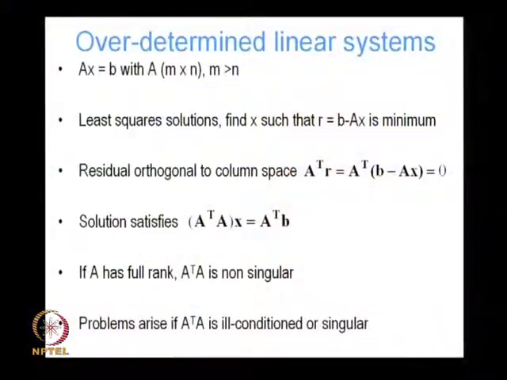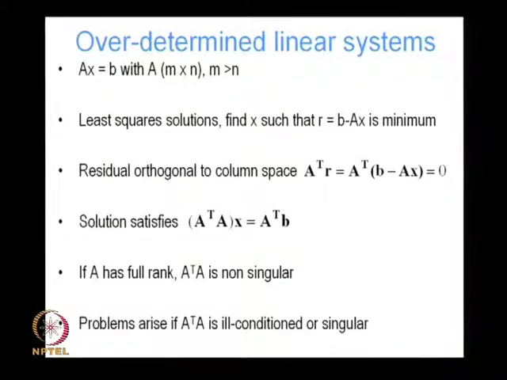Recall last time we talked about iterative methods for overdetermined linear systems. What are overdetermined linear systems? Where there's a coefficient matrix A which has size m by n, where m is greater than n. Basically, we have more equations than unknowns. So those are what are known as overdetermined linear systems.